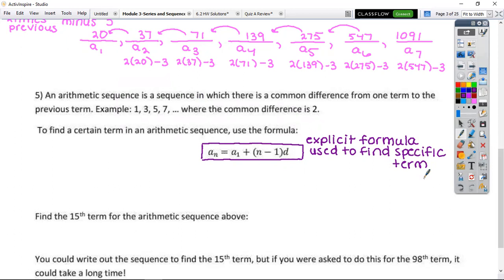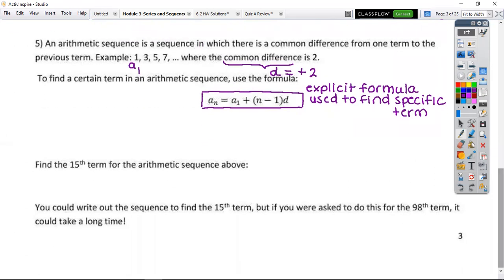Okay? So the sequence you are given is 1, 3, 5, and 7. So very easy. A sub 1 is going to be 1. And the common difference, this in your formula is the letter D. And that is the value in this instance that you are adding, a positive 2. So we're going to use that formula and you're going to solve for the 15th term of your sequence. So I want the 15th term.